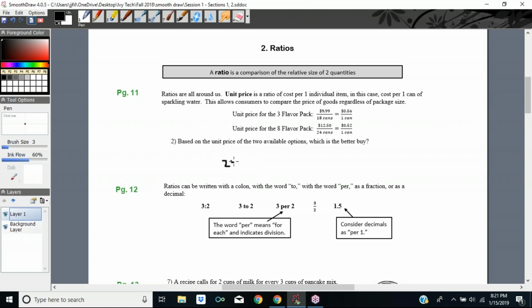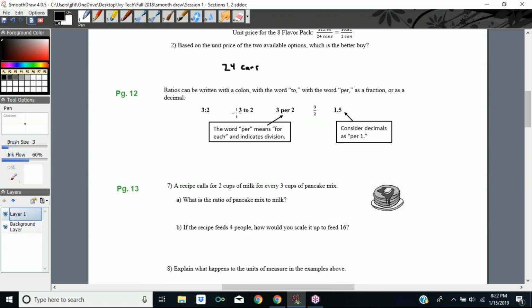So the 24 can pack is better because it's less money per can, right? All right. So ratios can be written with a colon, with the word to, with the word per, or as a fraction or as a decimal. Those are all different ways to write a ratio.